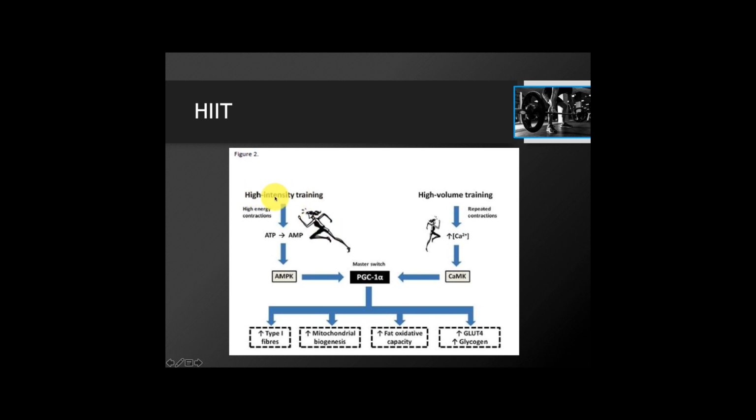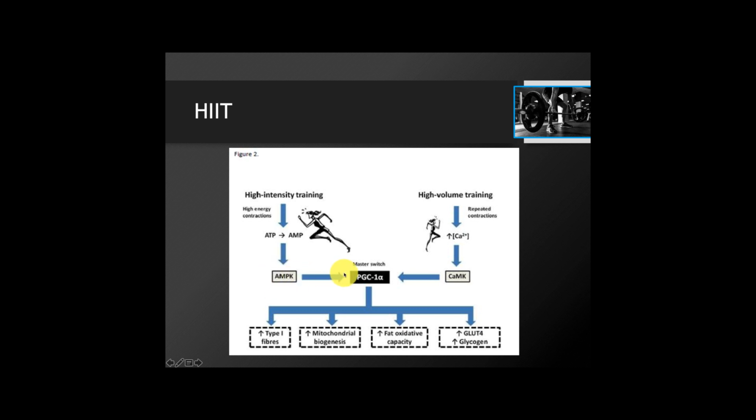Now, when we do high intensity training, we are taxing the anaerobic system, okay? There is going to be a high level of ATP turnover to AMP, okay? And when we have that high level of AMP in the cell, that's a distress signal. And when the cell is at a low energy state, because AMP is higher than ATP, that is going to activate a kinase called AMP kinase, okay, AMPK. AMPK is going to get turned on because of high levels of AMP in the cell, okay? Adenosine monophosphate, you guys should all know what this is.